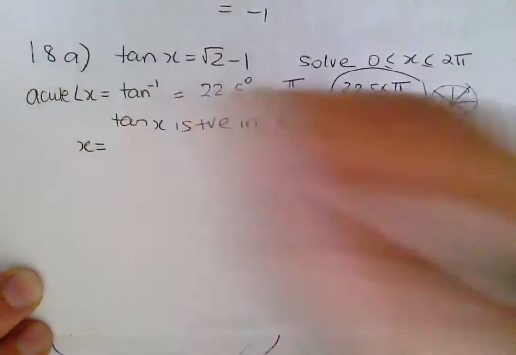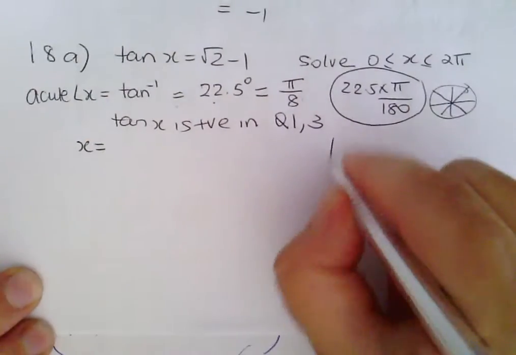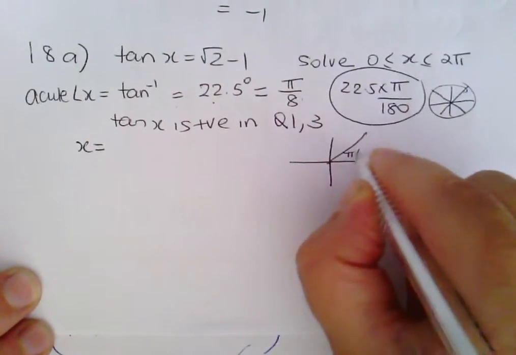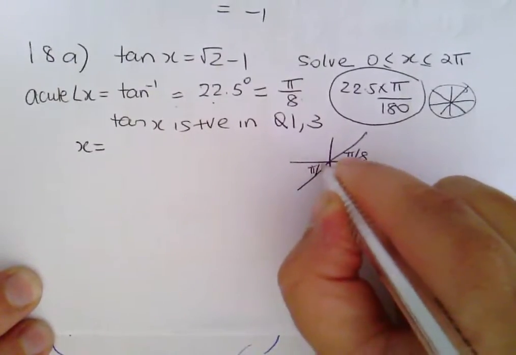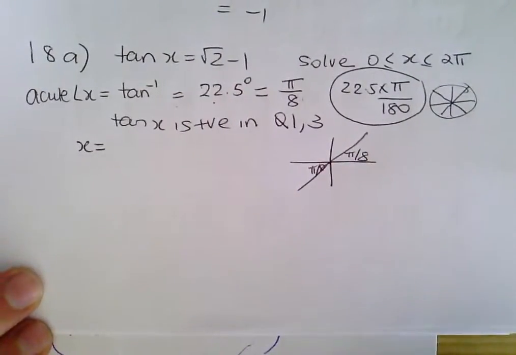So what are my solutions? X is quadrant 1 and 3. Draw it. Much better to draw it. What is it?